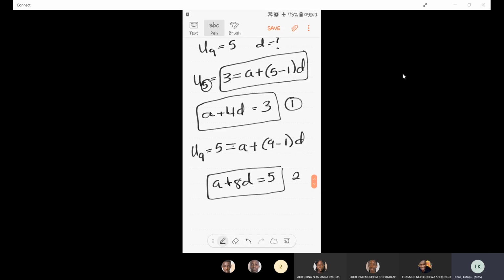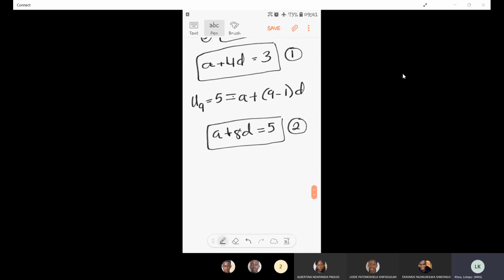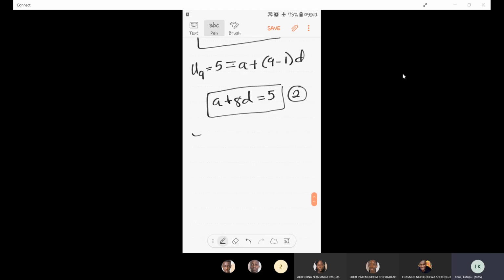So this is my second equation. Now I have two equations. I can solve them simultaneously. And then here also, because my coefficients of A are the same, I will solve them using elimination.